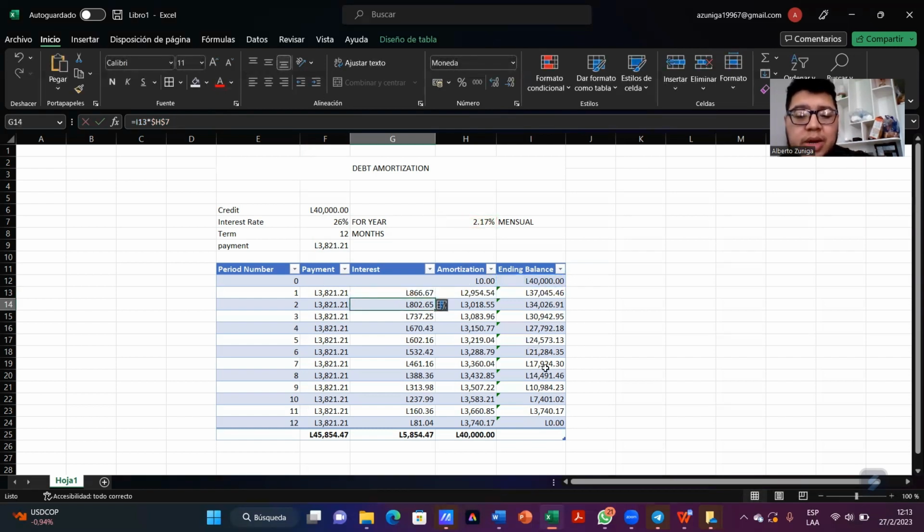And so we observe how both the interest go down as the cash payment goes through, as well as the final balance until it reaches 0, which means that we no longer owe anything.